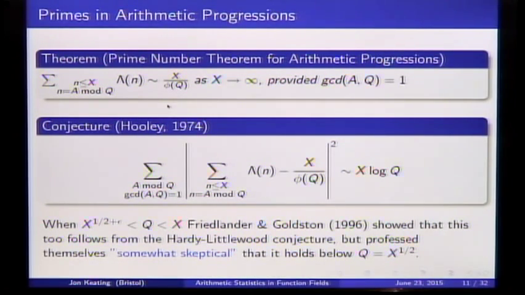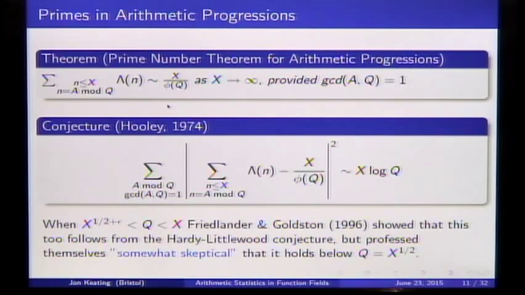And this is the subject of a conjecture of Hooley, which he announced at the International Congress of Mathematicians in 1974, which does for arithmetic progressions what Goulston and Montgomery did for short intervals. So you sum the von Mangoldt function over n up to x, but n congruent to a mod q. You subtract off the expected value, but now you take the square of the difference again, and you sum over different arithmetic progressions, sum over a mod q, where a and q are coprime. And the Hooley conjecture is that that should grow asymptotically like x log q.